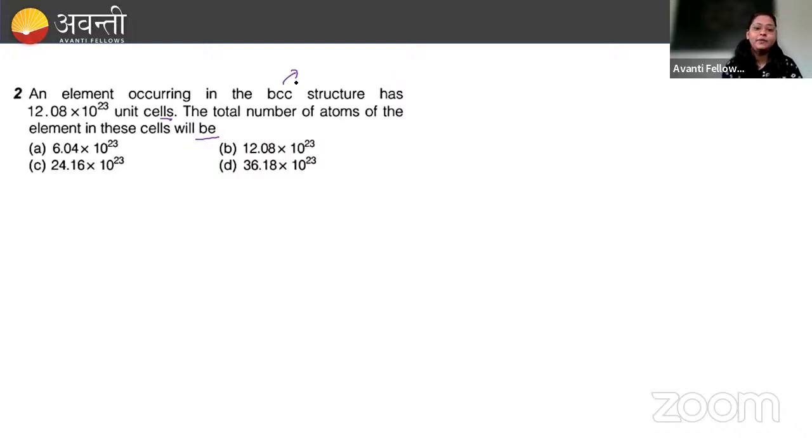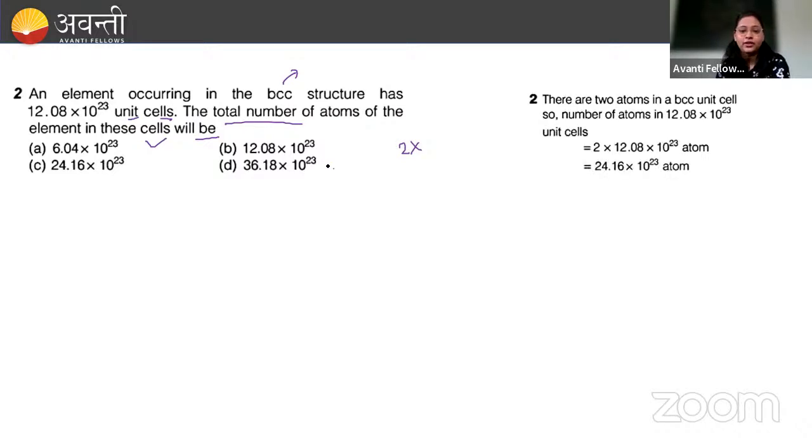So here the element is present in a BCC structure which has this many unit cells. So we need to find out the total number of atoms. How many total atoms are there in BCC? There are 2. So 2 into these unit cells will give us the total number of atoms present in this given BCC structure. So what will be the answer for this problem?